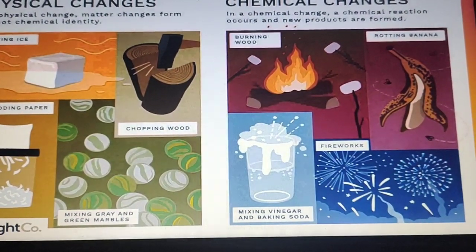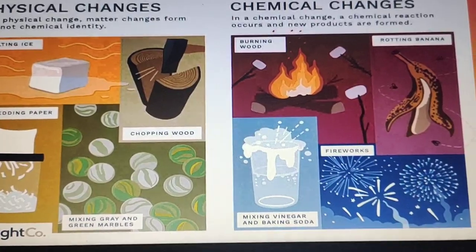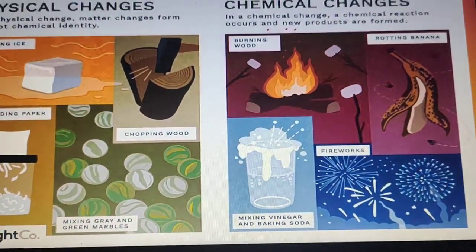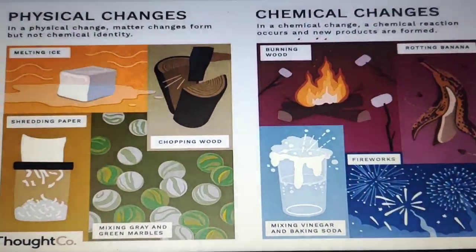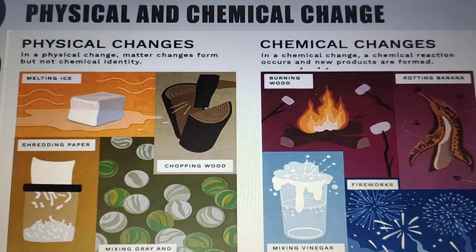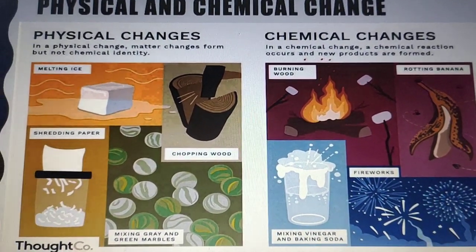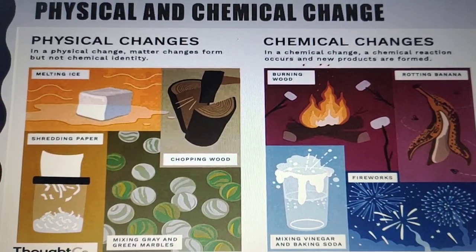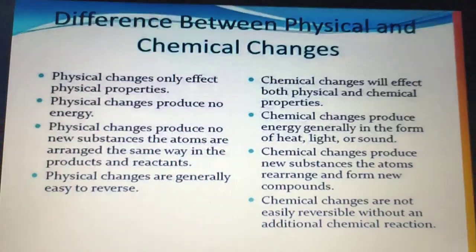The rotting banana is one of your chemical reactions because an oxidation process takes place, and firework is a process where nuclear reactions take place. So here all have chemical reactions. So when chemical reactions are involved, this change is known as a chemical change.